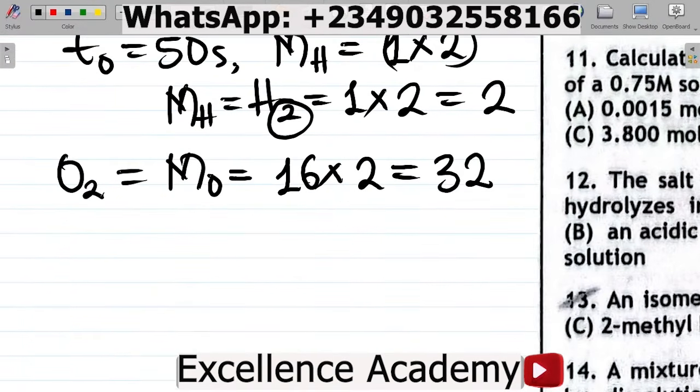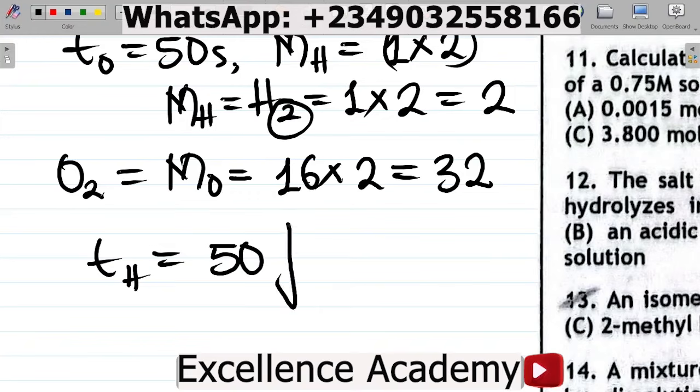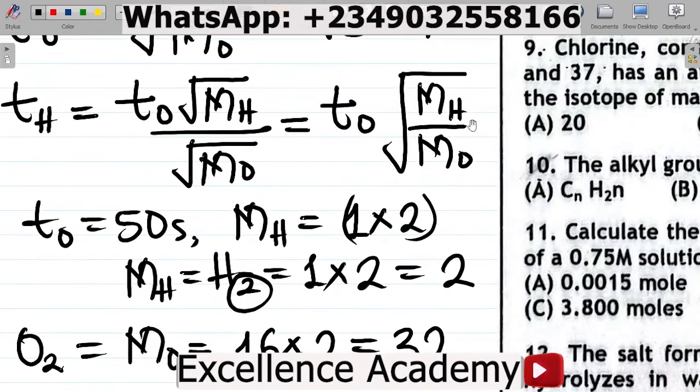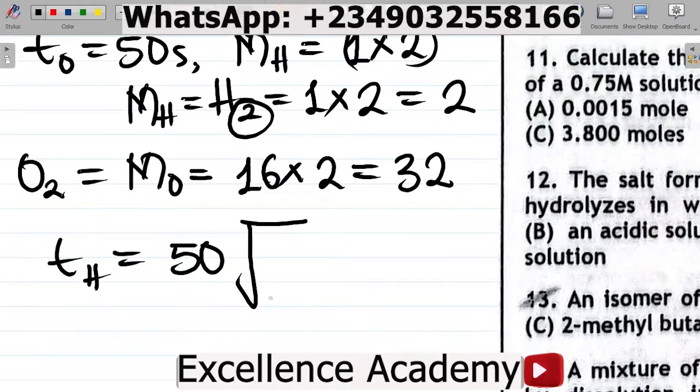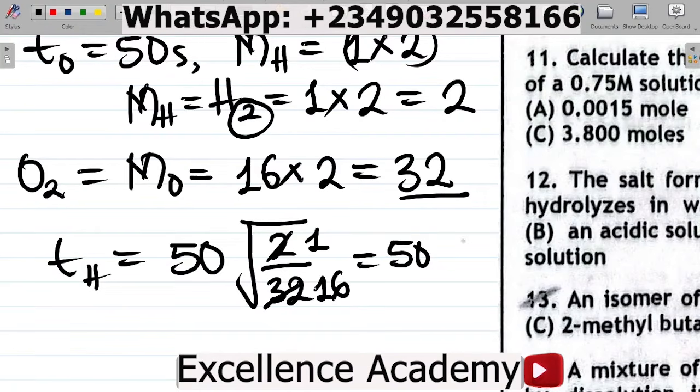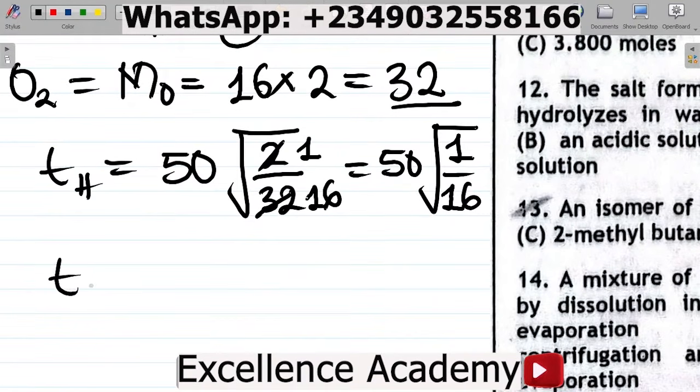Let's put the values here. That means T_H is equal to T naught, which is 50, times the square root of M_H, which is 2, all over M naught, which is 32. Of course, 2 here is 1 times 2, and 32 is 2 times 16. That's equal to 50 times the square root of 1 over 16. From here, T_H is equal to 50.